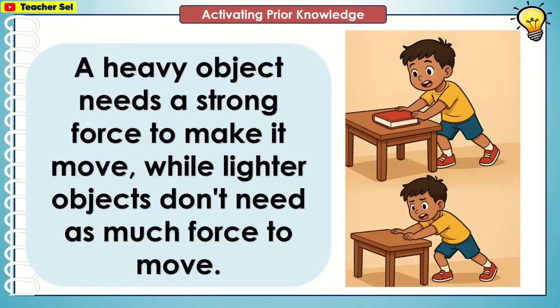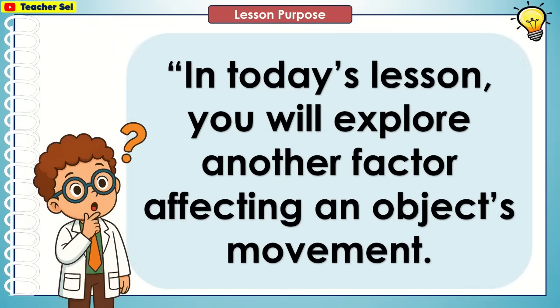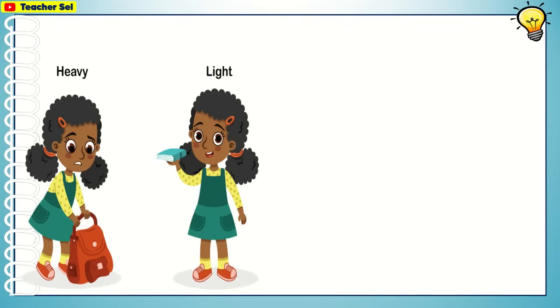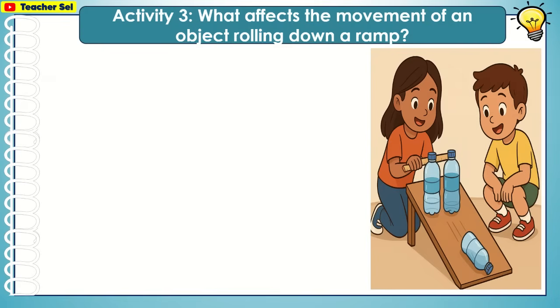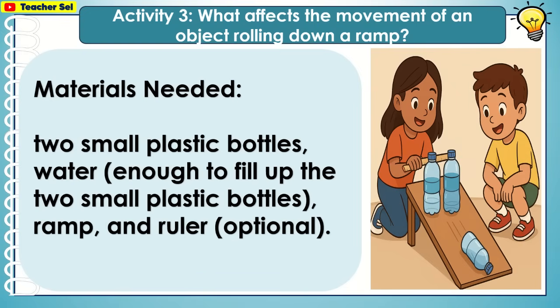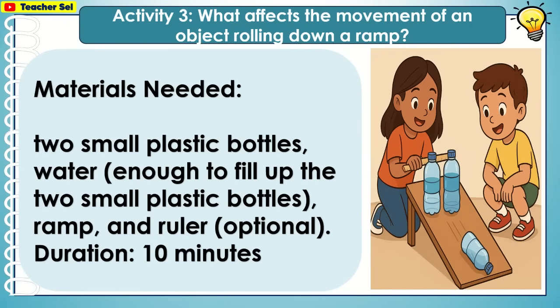A heavy object needs a strong force to make it move, while lighter objects don't need as much force to move. In today's lesson, you will explore another factor affecting an object's movement: heaviness. Heaviness means how much something weighs. Let's have activity 3. What affects the movement of an object rolling down a ramp? Materials needed: 2 small plastic bottles, water, enough to fill up to 2 small plastic bottles, ramp, and ruler. Optional. Duration 10 minutes.